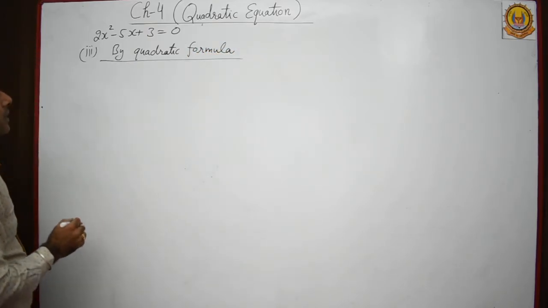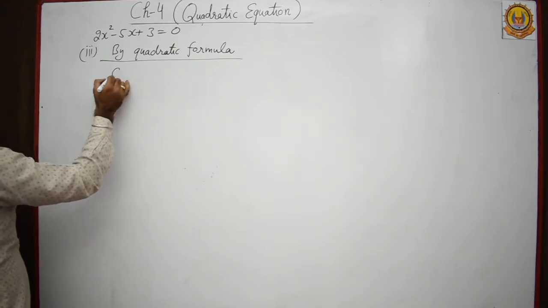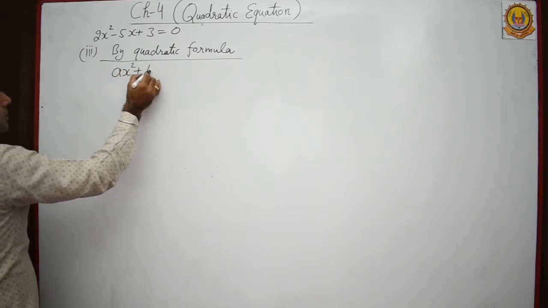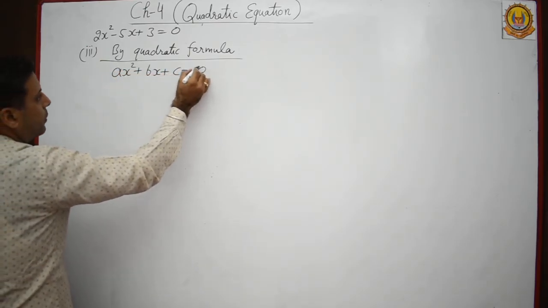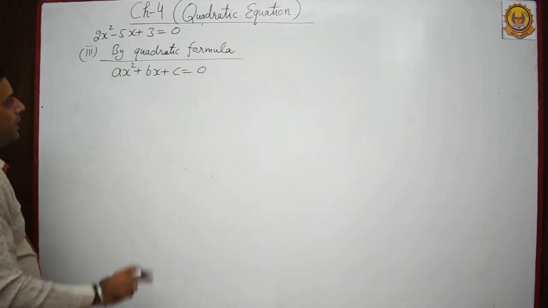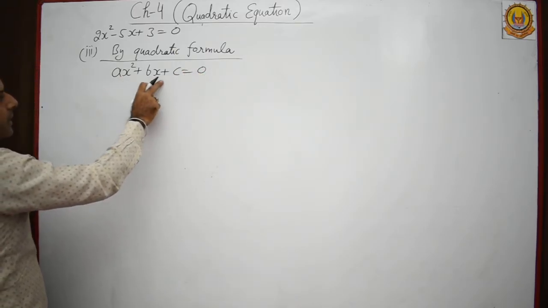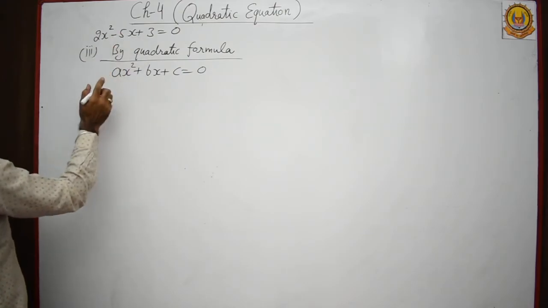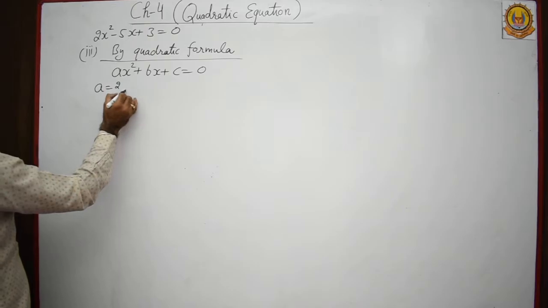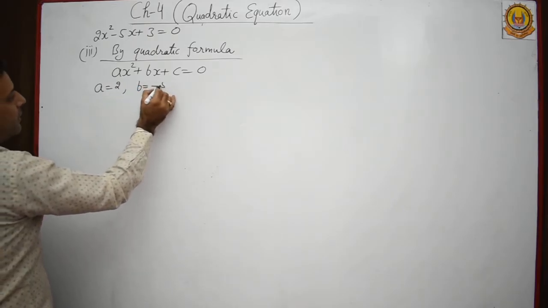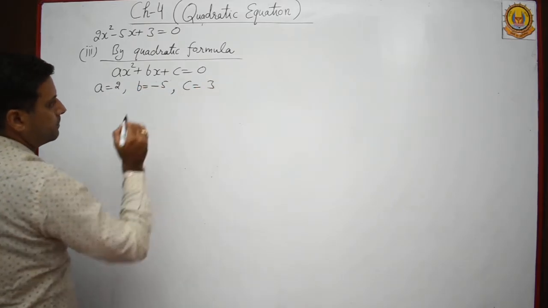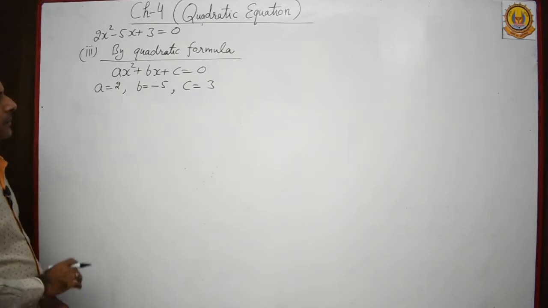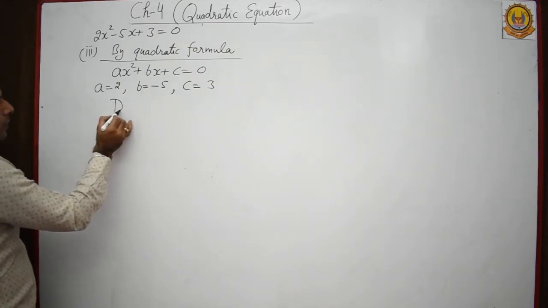So in this formula, firstly you have to write down the equation in the form of ax square plus bx plus c equal to 0, and find out the coefficients a, b and c by comparing this equation with the given equation. So the value of a is equal to 2, the value of b is equal to minus 5, and the value of c is equal to 3. Clear?